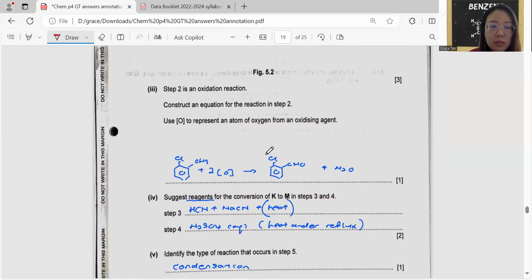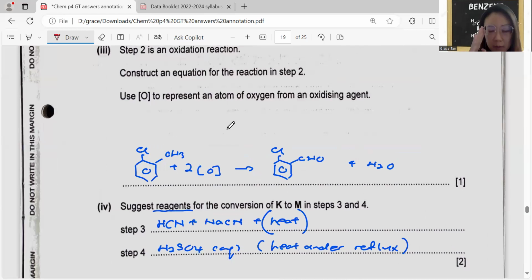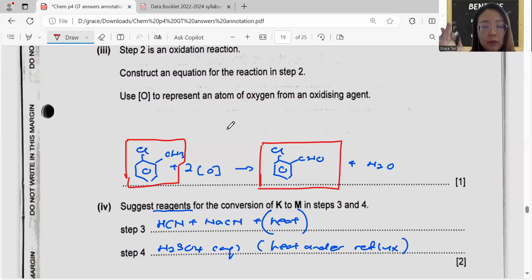Now, step 2 is an oxidation reaction. Use [O] to represent an atom of oxygen from the oxidizing agent. If you look at the question paper, it just shows us from here to there. So all I did was look left and look right. You need one O on the compound.